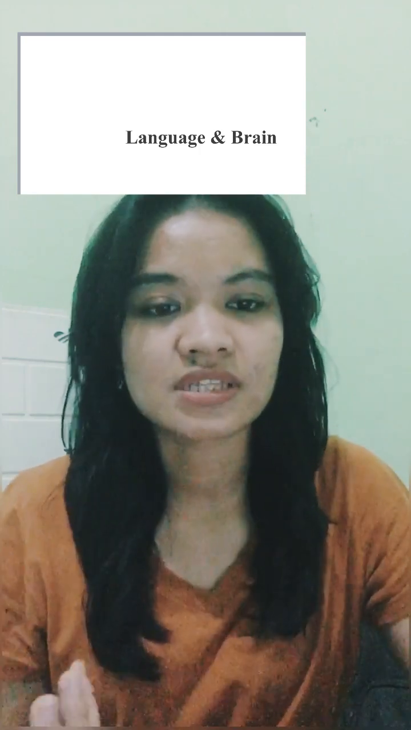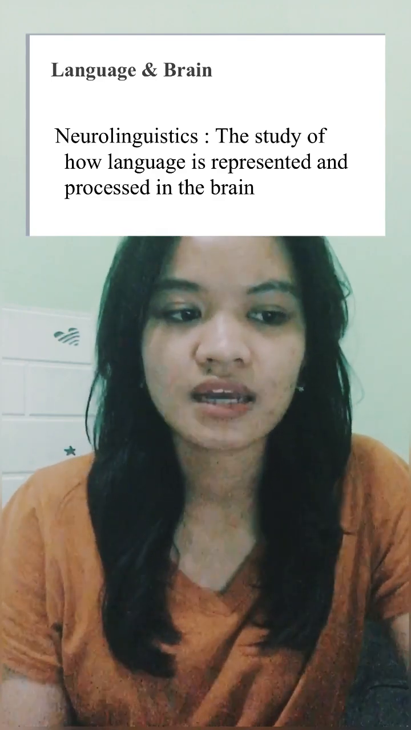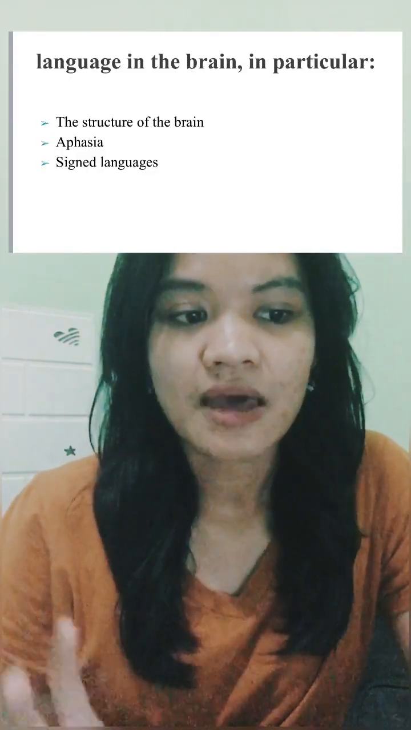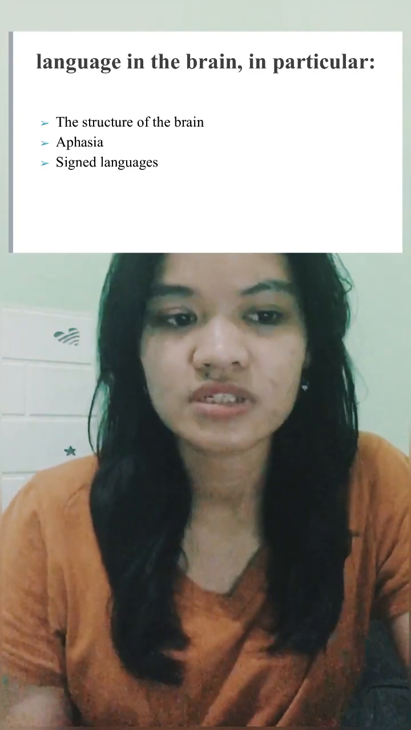Okay, today we will learn about language and brain. So let's take a look at this slide. Language and brain, about neurolinguistics, the study of how language is represented and processed in the brain. Okay, language in the brain, in particular: the first, the structure of the brain, the second, aphasia, the third, sign languages. Next, language in the brain.